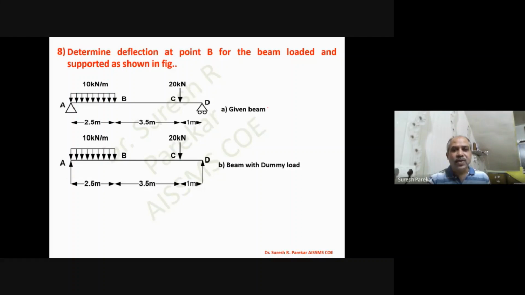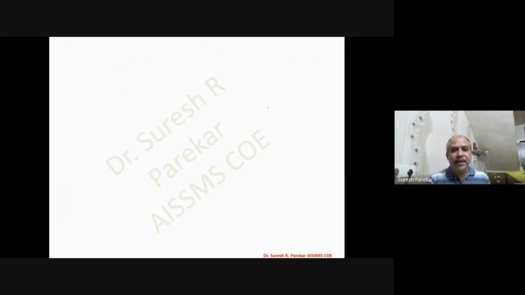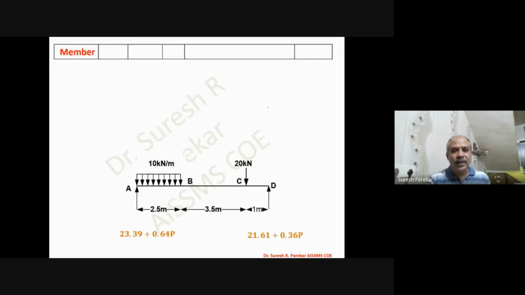So deflection at point B. I have to apply a dummy load over here, then I have to find the reaction over here. So we have calculated the reaction, and after calculating the reaction, we have prepared the table. So now I will directly show you the table. Actually we have over here that is dummy load P.